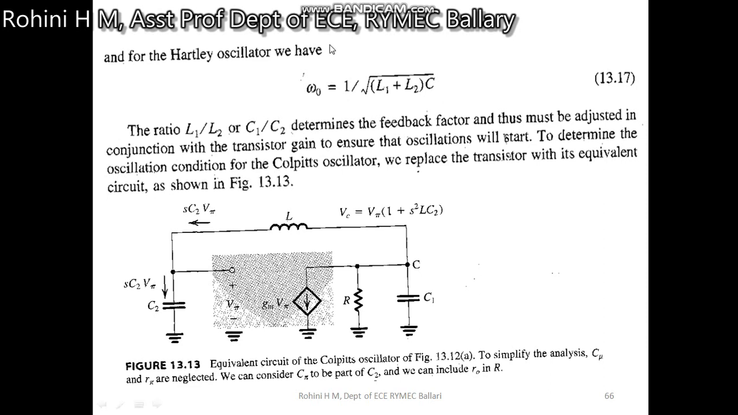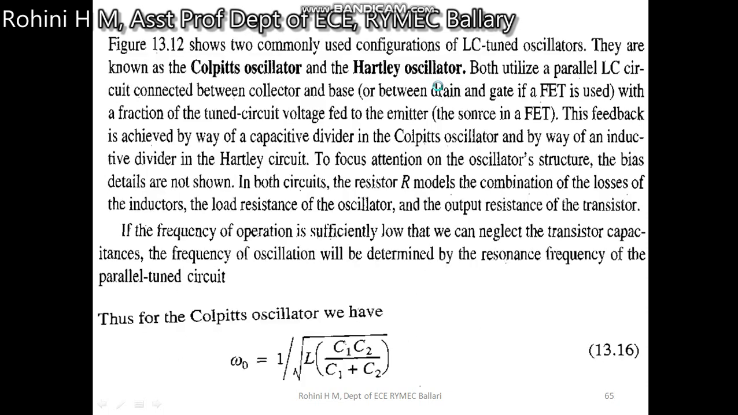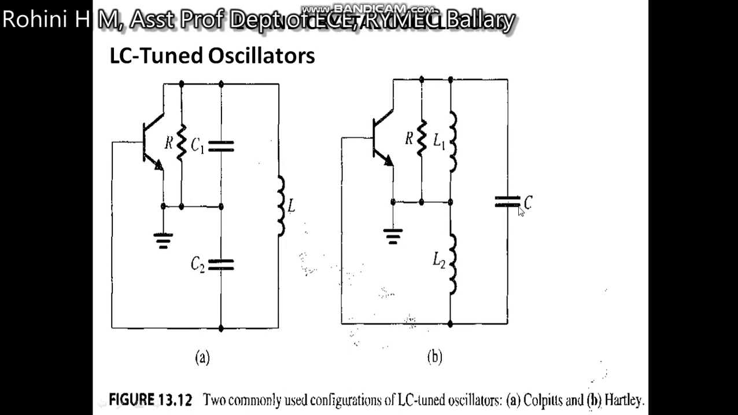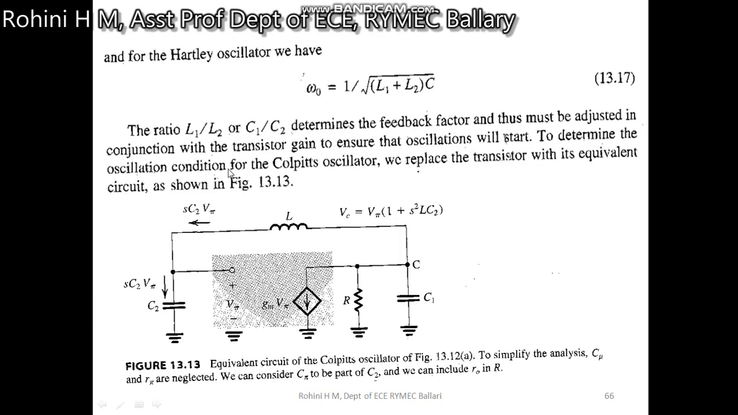Similarly, the resonance frequency for the Hartley oscillator is given by 1 divided by square root of L1 plus L2 into C. For this circuit, it is 1 divided by square root of L1 plus L2 into C. So the ratio L1 by L2 and C1 by C2 determine the feedback factor, and thus must be adjusted in conjunction with the transistor gain to ensure that the oscillator will start.